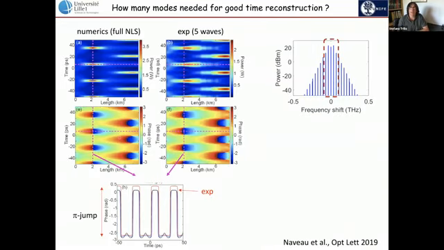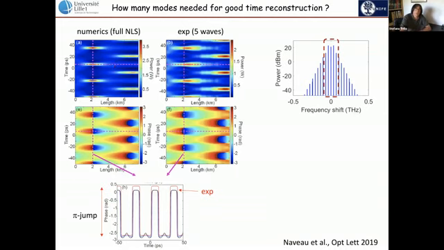One thing we asked ourselves at that time is, since our apparatus is based on measuring three frequencies, how many modes are needed if you want to reconstruct the full field with a good time reconstruction. The answer is that three Fourier modes are not enough, but if you generalize your apparatus to measure 5 waves, then you can reconstruct the full evolution. Here is the experimental one compared to the numeric. It's a pretty good comparison.